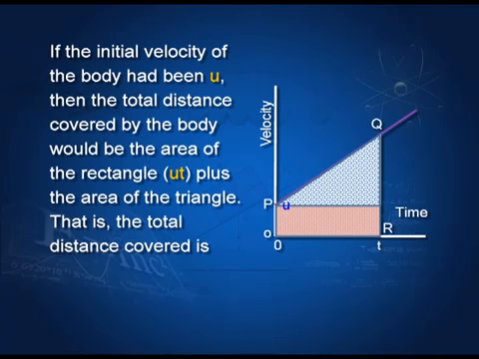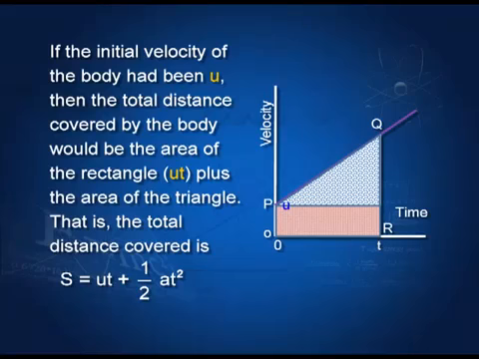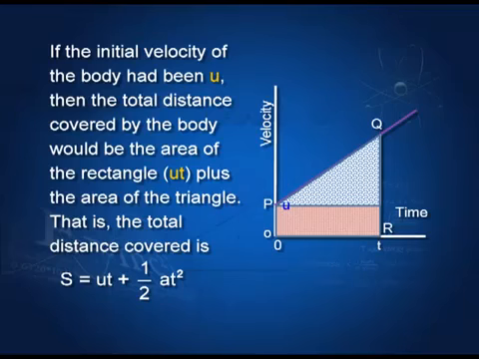Now, suppose the body started with a uniform initial velocity u, then the distance covered would be equal to the area of this rectangle and the area of this triangle, which is u t plus half a t square, because the body started with initial velocity u. Therefore, we draw this rectangle and draw this triangle and take the area of these two, and we get the formula that the distance covered is equal to u t plus half a t square.